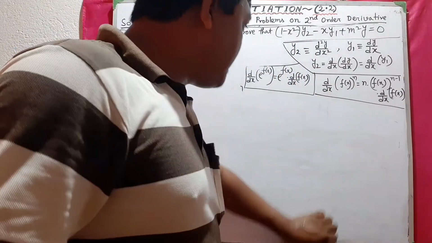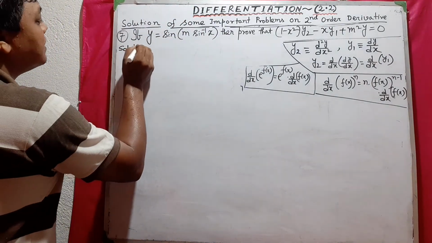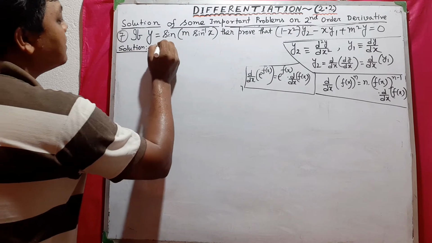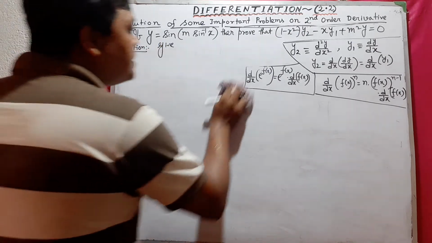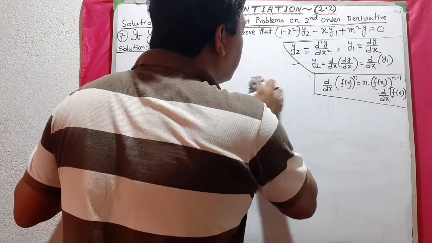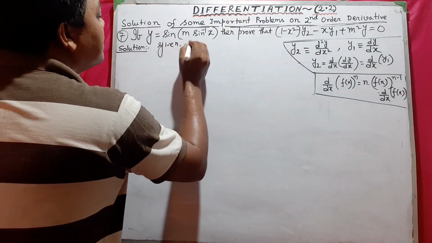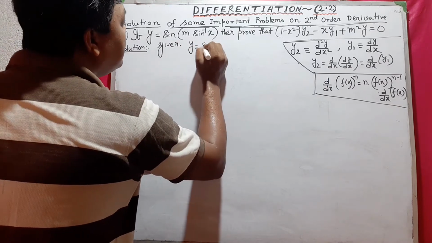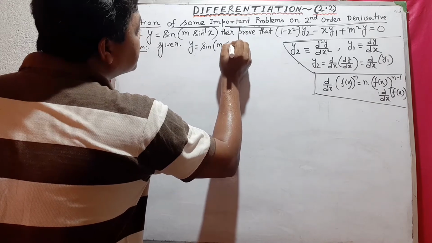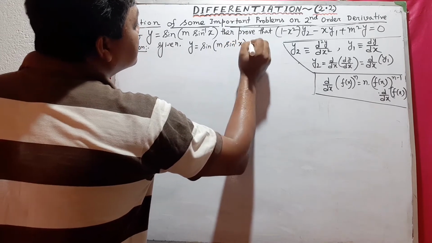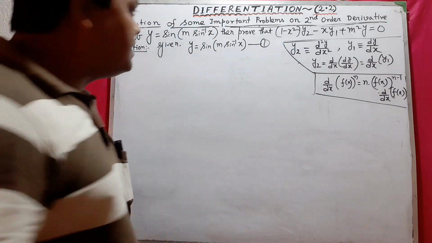Problem number 7. Solution: given y equals sin(m sin inverse x), erase this part. Okay, given y equals sin(m sin inverse x), so this is equation number 1. So sin inverse x is the angle, so it is sin(m theta).